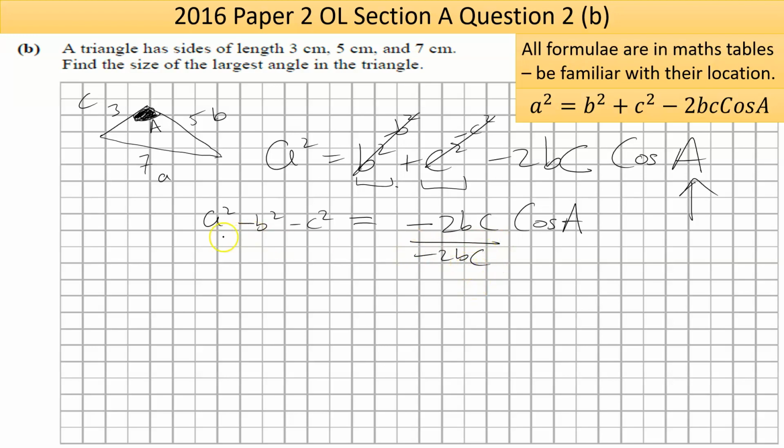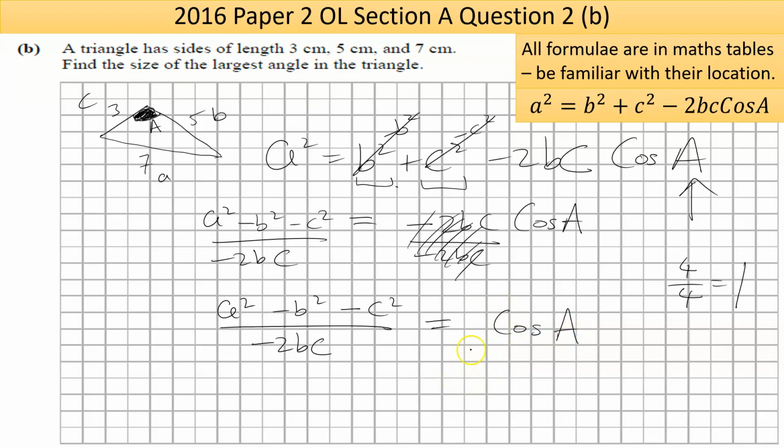If I do it to one side, I have to do it to both sides. What's going to happen? 4 divided by 4 is always going to give 1 as an answer. When you divide something by itself, it always cancels and leaves 1 behind, or just cancels out. So here they've cancelled. On the left-hand side, they haven't. So you're left with a squared minus b squared minus c squared, all divided by minus 2 times b times c, equals cos A.